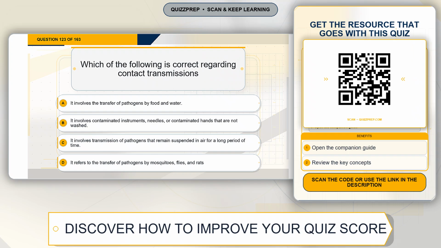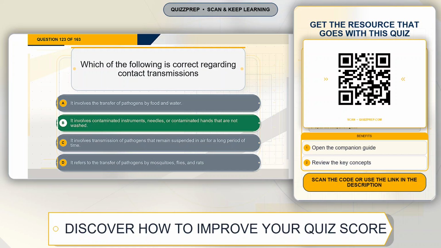Question 123. Which of the following is correct regarding contact transmissions? Option A, it involves the transfer of pathogens by food and water. Option B, it involves contaminated instruments, needles, or contaminated hands that are not washed. Option C, it involves transmission of pathogens that remain suspended in air for a long period of time. Option D, it refers to the transfer of pathogens by mosquitoes, flies, and rats. The correct answer is option B, it involves contaminated instruments, needles, or contaminated hands that are not washed.